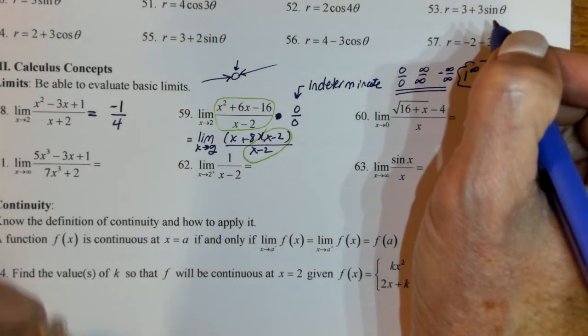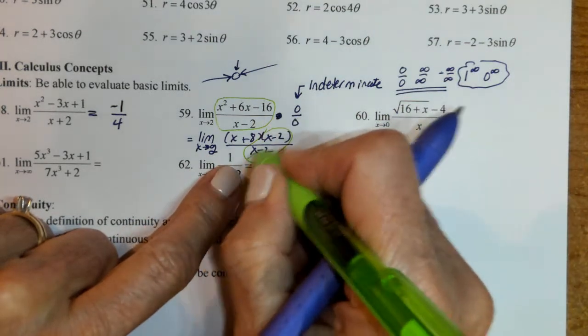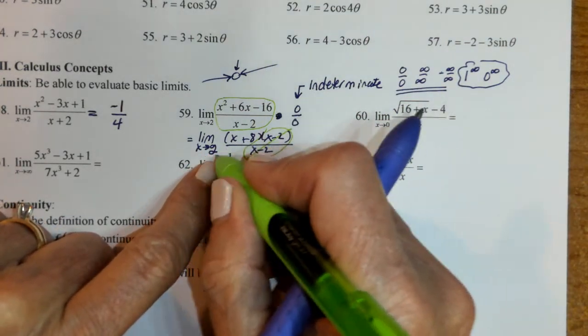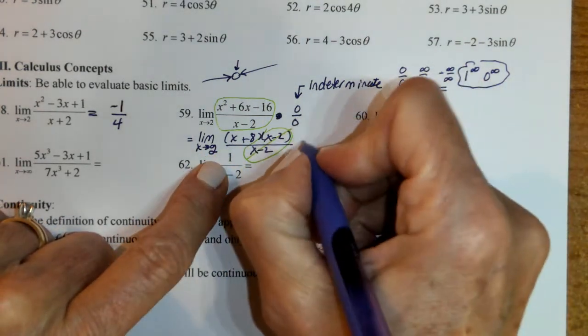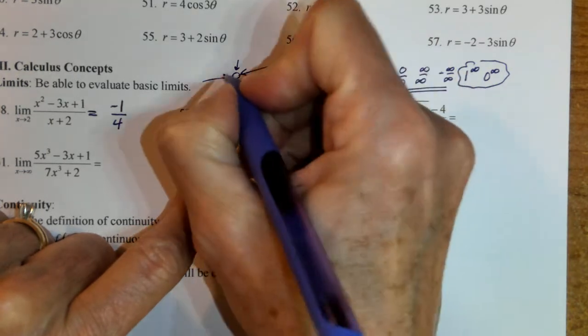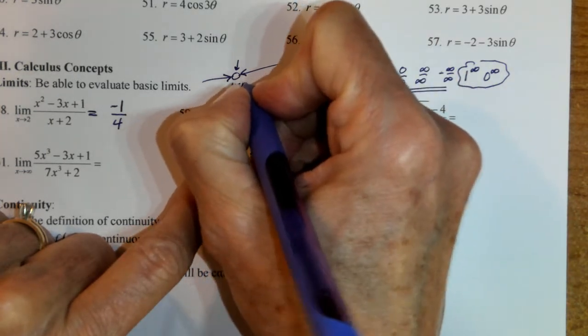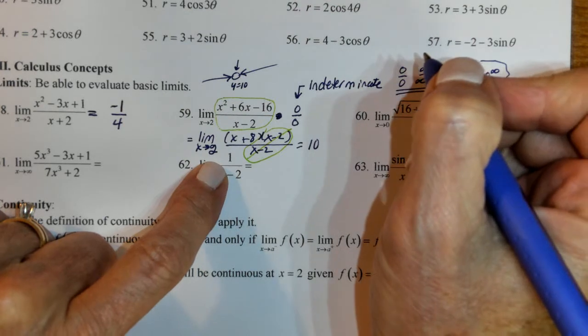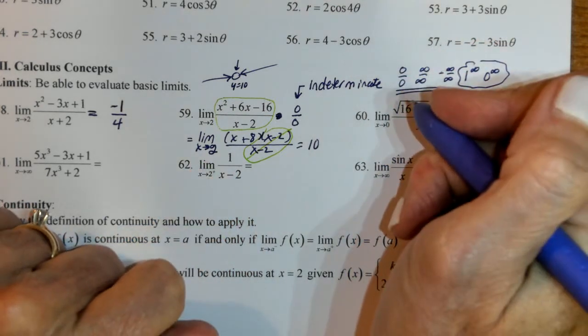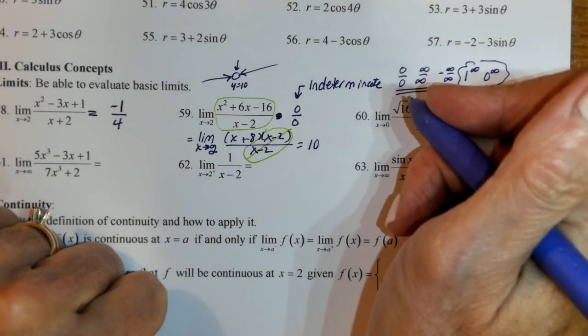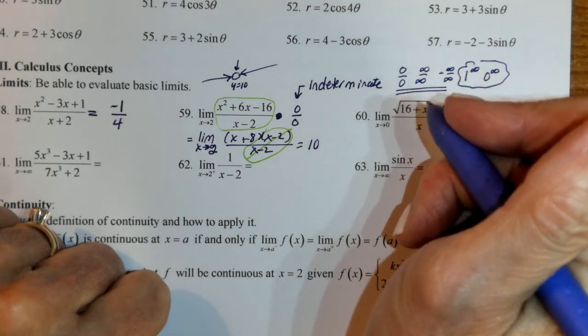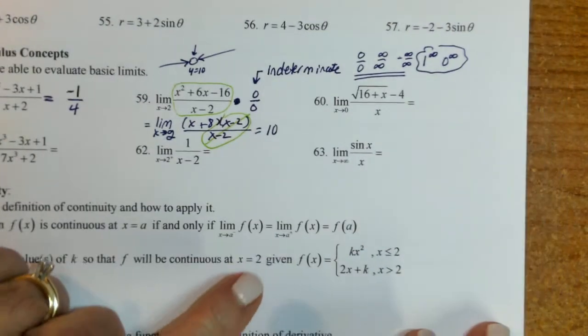So these can cancel out. We can put 2 in for what remains, and this will be 10. So this value is y equal to 10. The limit is 10, even though the function is not 10 there. It's just approaching 10 there. That's the meaning of a limit.